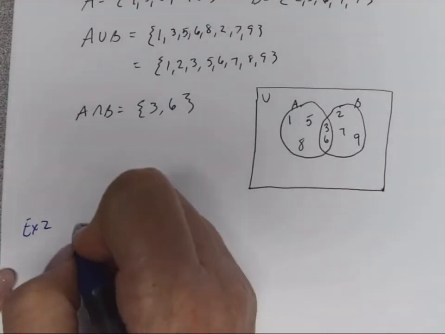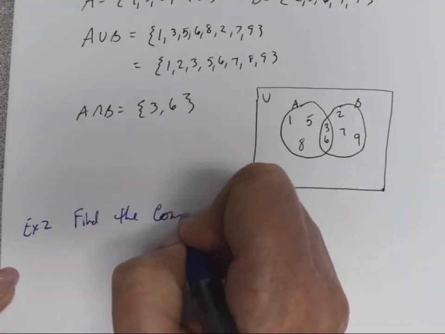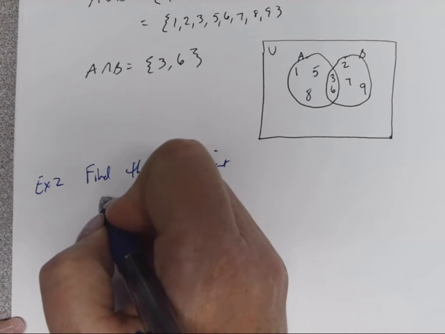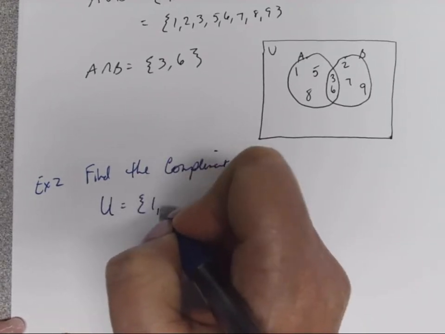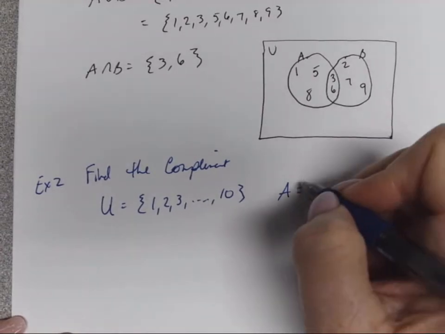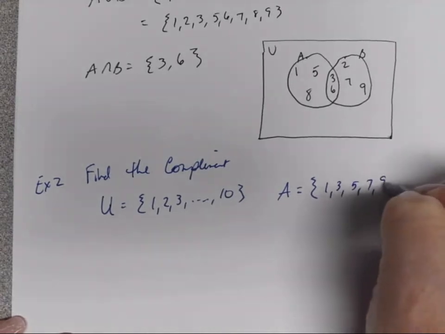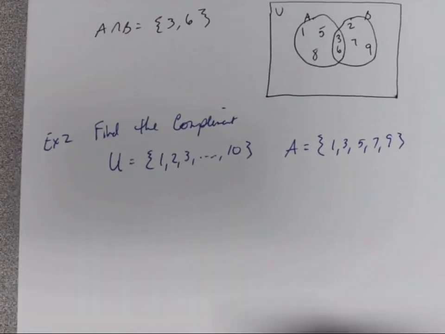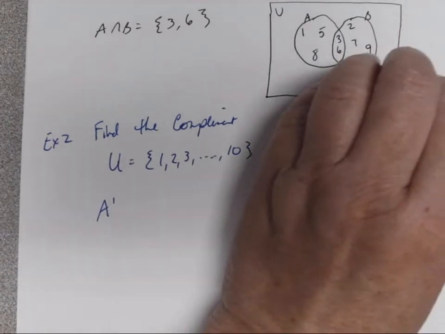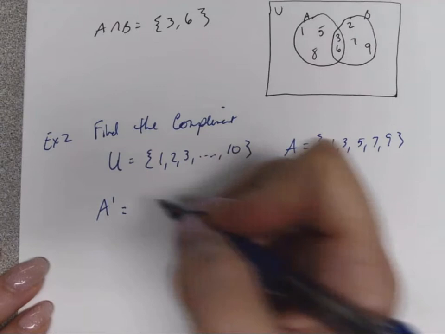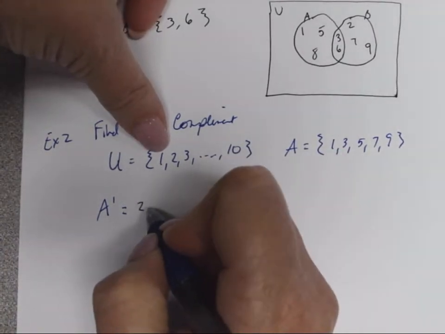All right, let's look at example 2. So let's find the complement. So if we have the universal set is equal to 1, 2, 3, all the way up to 10, and set A is equal to 1, 3, 5, 7, and 9. So if you recall from our vocabulary, the complement is everything outside of the set. So if we are looking for a complement, that means it's everything outside of set A. So here's our set A. We want everything that's in the universal, but not in A.